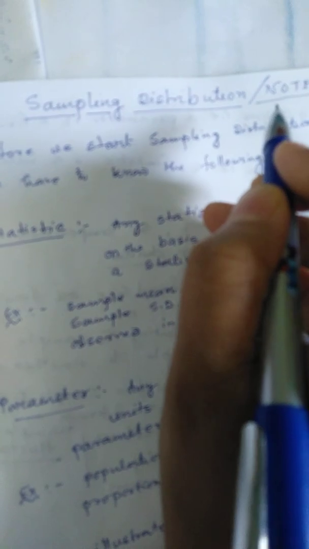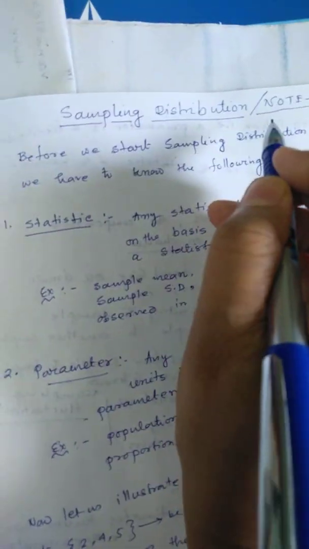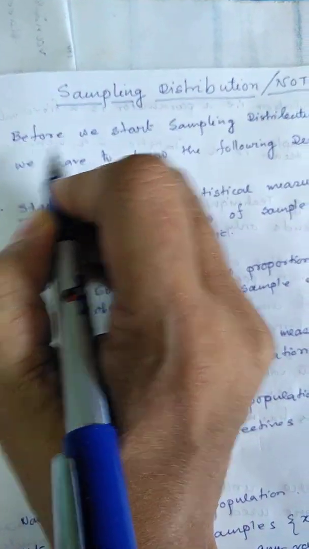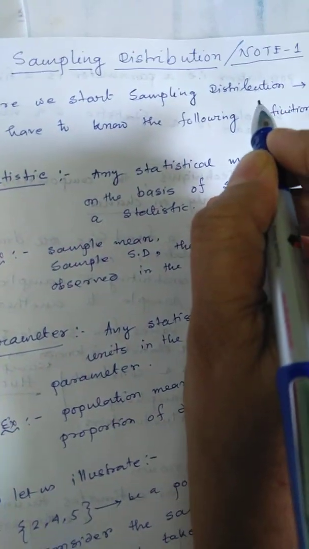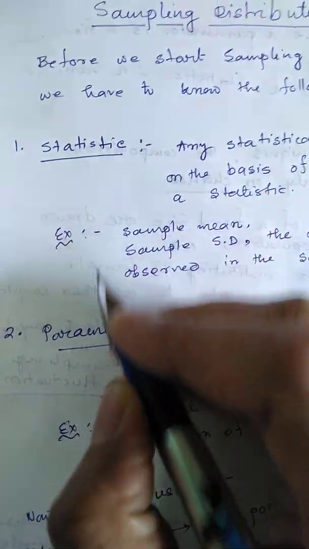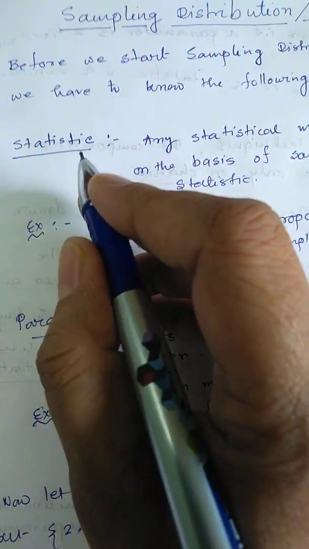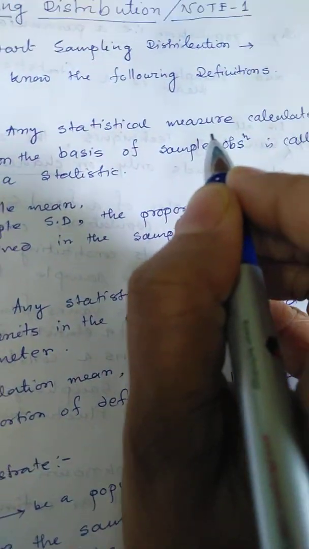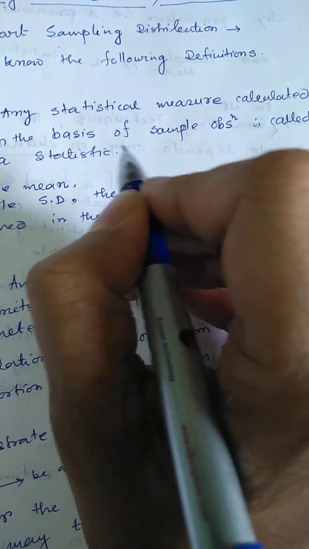Today we have one lecture on sampling distribution. Before we start sampling distribution, we have to know some definitions like statistic and parameter. What is a statistic? A statistic is a statistical measure calculated on the basis of sample observations, which is called a statistic.